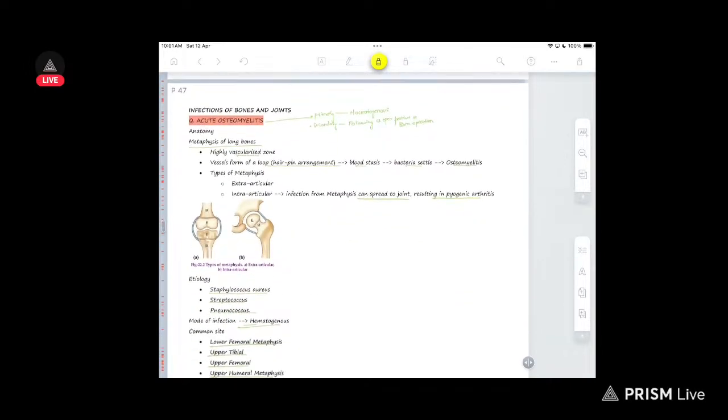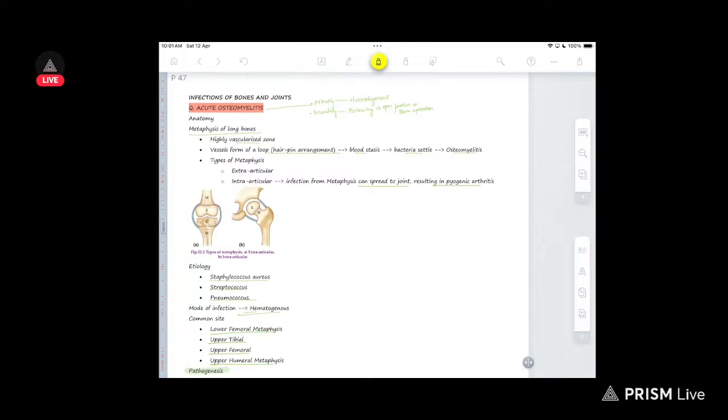So we have infections of bone and joints. First we have acute osteomyelitis. It is the metaphysis of bone. So acute osteomyelitis, you have primary and you have secondary. Primary is hematogenous and secondary is following bone open fracture or a bone operation.